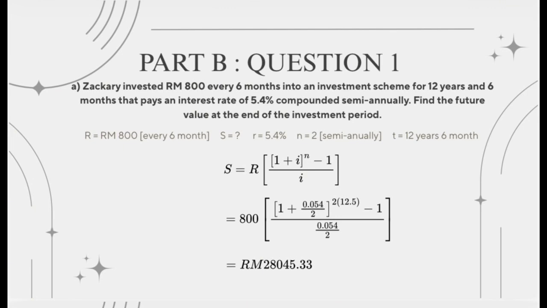We substitute R equals 800, the semi-annual interest rate 0.054 divided by 2, and the number of compounding periods, which is 25. After performing the calculation, the total future value of Zachary's investment becomes 280,445 ringgit and 33 cents.